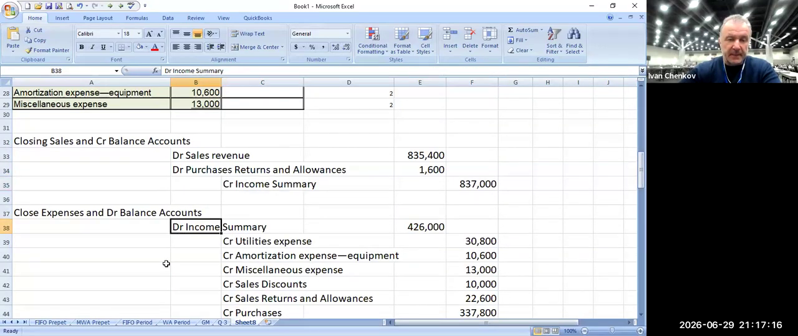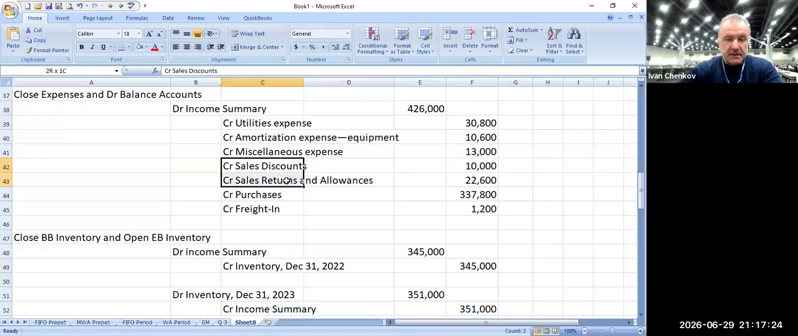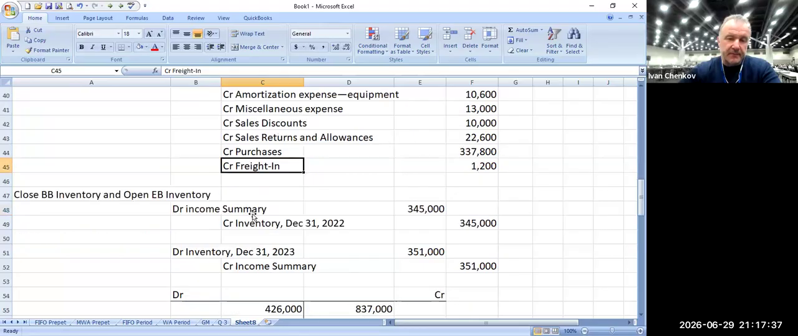Second part, we're going to now start closing the expenses, plus we're going to close only the sales discount, sales return allowances. We're not going to have purchases and freighting. Those are not going to be available for the perpetual system. Closing ending balance from the previous year and opening the ending balance for the current year, that's not going to be available.